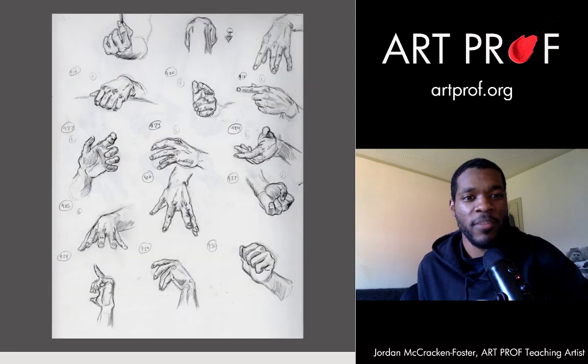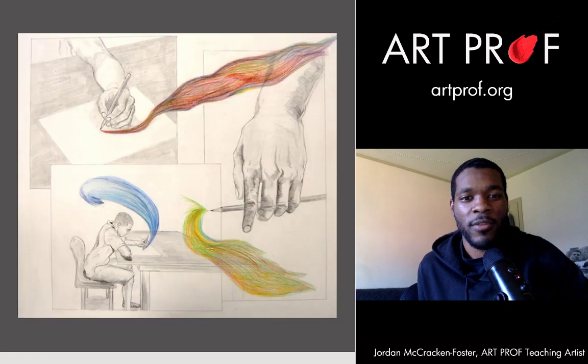Let's see. Do I have another hands page? Yes, I have another hands page here. Just trying to do different stuff. Nothing super spectacular here, but they're hands. So what can I do?